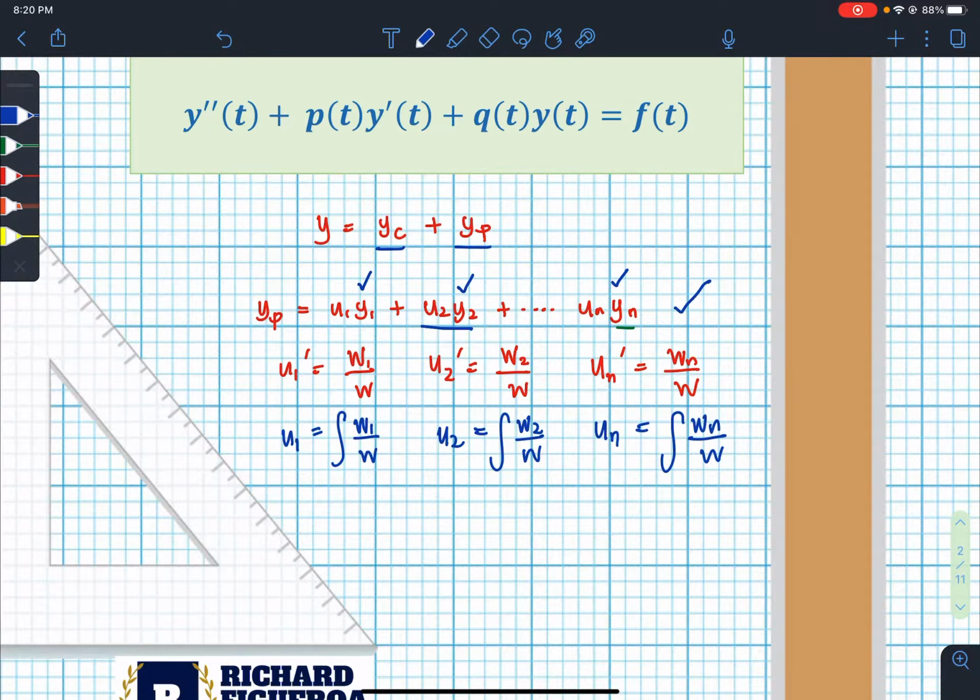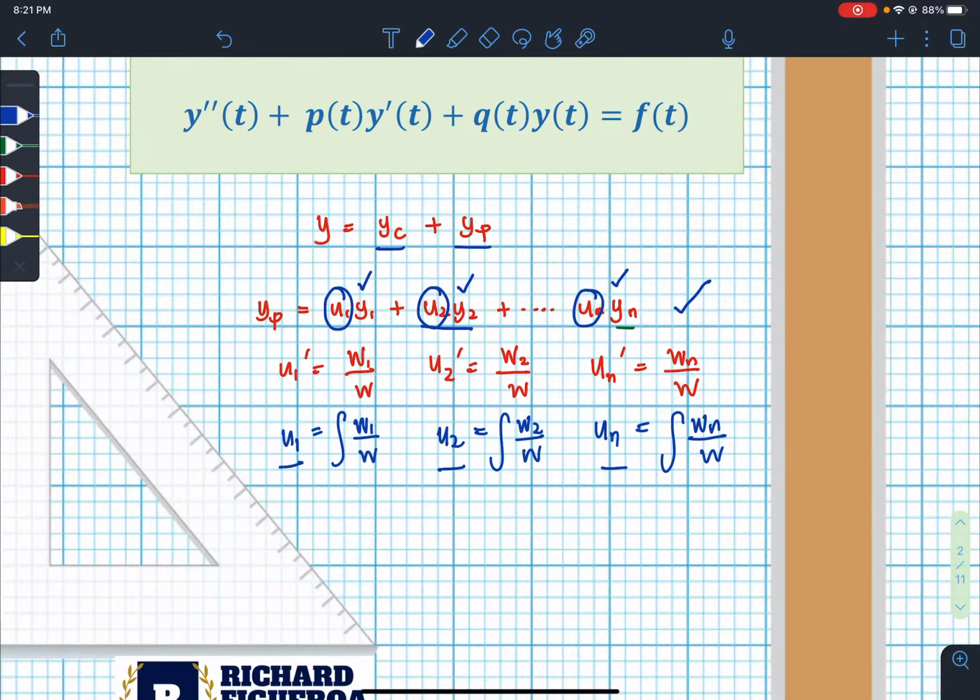Since that would be u sub 1 prime, to get u sub 1, we use integration on this part, because u sub 1 is the one that we want. So u sub 1 is the integral of W sub 1 over W, u sub 2 is equal to the integral of W sub 2 over W, and u sub n is equal to the integral of W sub n divided by W. So that is how to get u sub 1, u sub 2 up to u sub n.